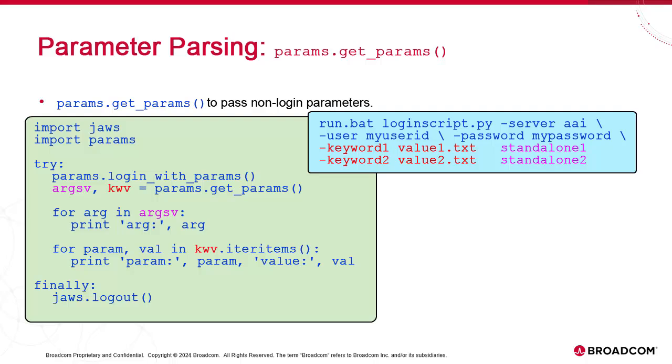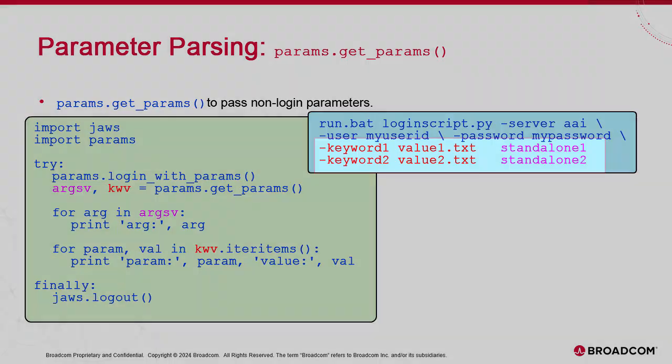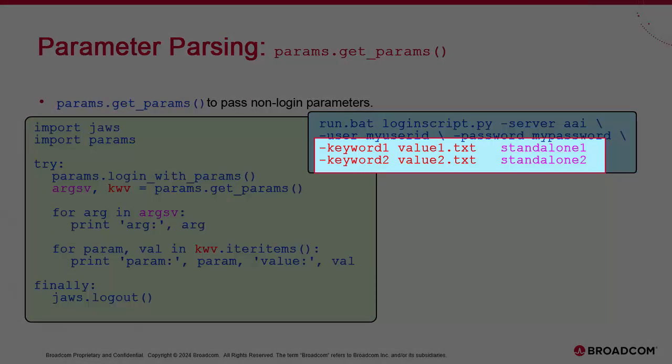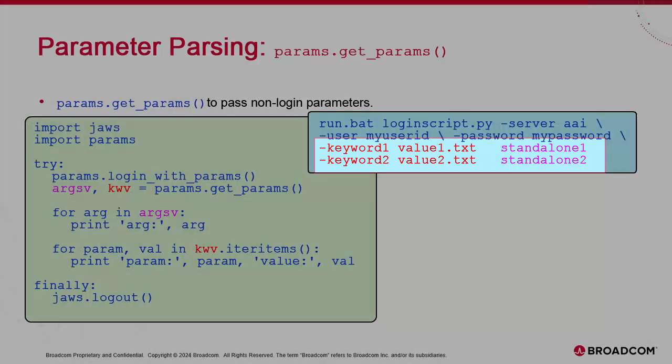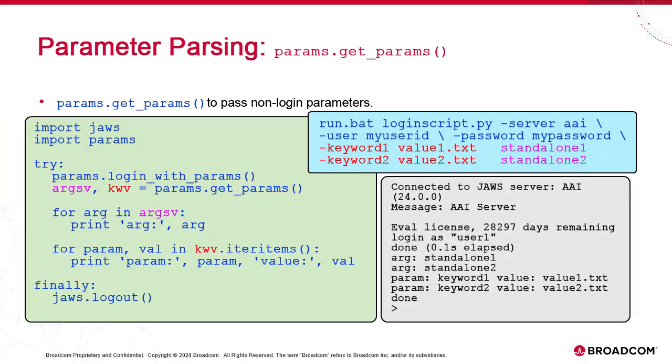In the second block, we itemize the contents of kwv with a keyword and value and build a text string with param : and value : which reference the param and val methods. Remember that your keywords and values should be single-spaced, and your keywords should be preceded by dashes. The result shows two standalone arguments from the arg methods and the two sets of keyword and values from the iteritems methods.